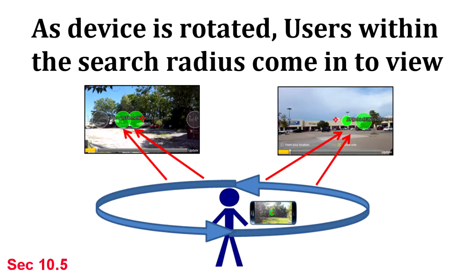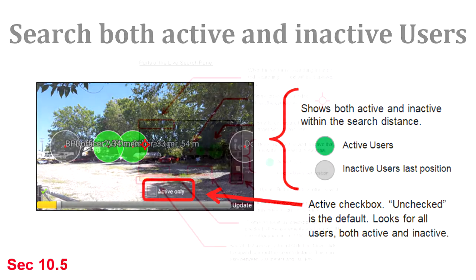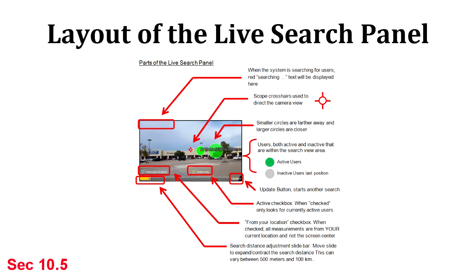When you open the live search, you're looking through the camera viewfinder, and as the device is rotated, users within the search radius will come into view. You can search both active and inactive users. You'll see the little green globe on the screen. That represents a user. Refer to the user manual to see a layout of how the live search panel looks.